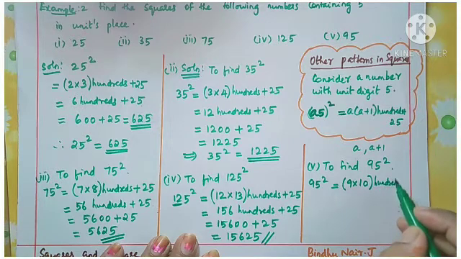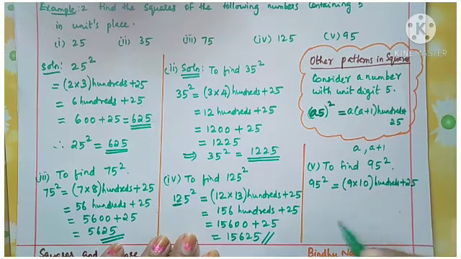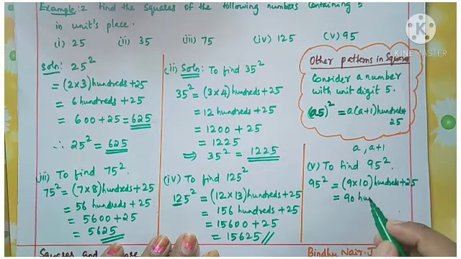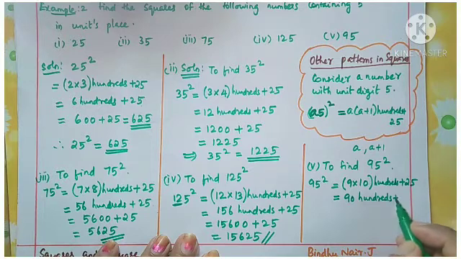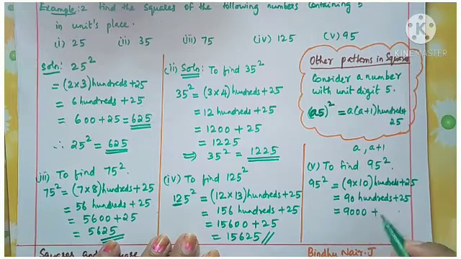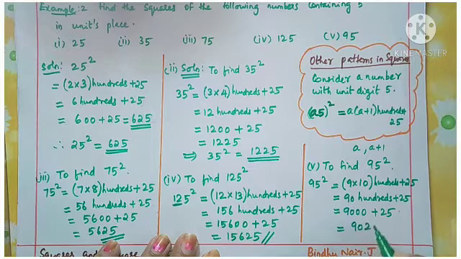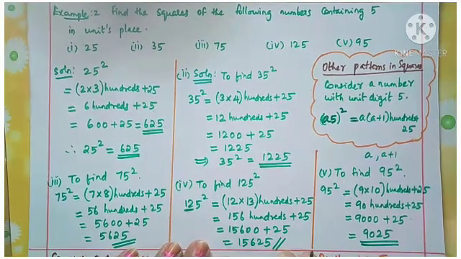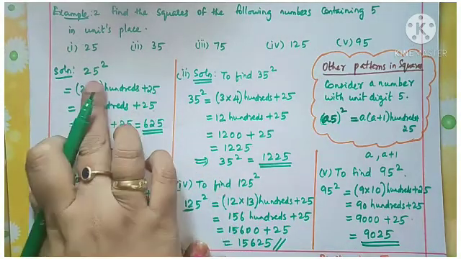Hundreds plus 25. Okay. What is 9 into 10? 90. So 90 hundreds plus 25. 90 hundreds means put 90 and 2 zeros, plus 25. So that is equal to 9025. Okay. So this is the method of finding the squares of those numbers that have unit digit 5.